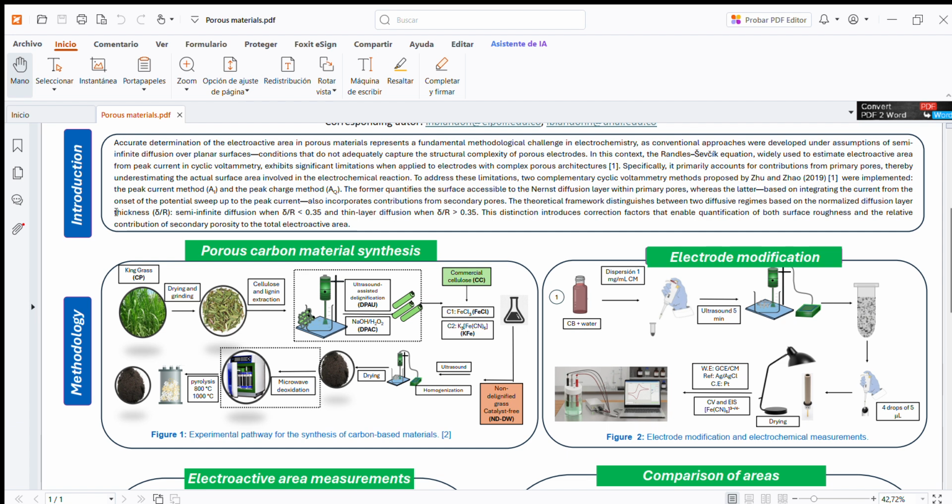Then, from this carbon porous material, we prepare dispersions in water. We sonicate this system for 5 minutes and obtain a stable dispersion of carbon in water. Then we deposit 4 drops of 5 microliters onto the surface of a glassy carbon electrode and make electrochemical measurements using a typical redox probe, ferro-ferricyanide.